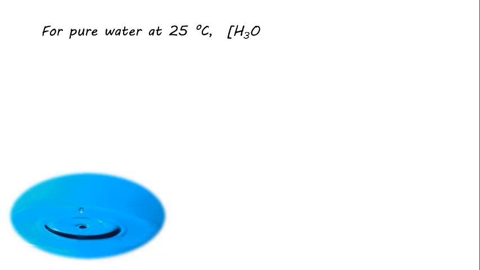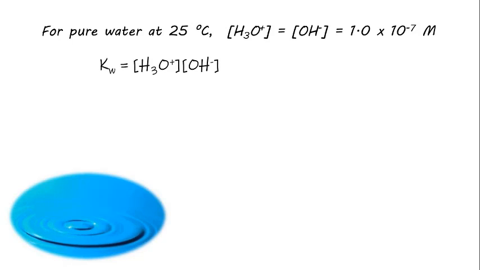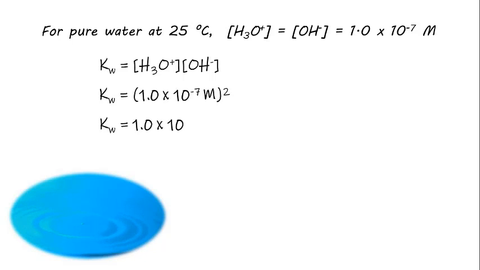For pure water at 25 degrees Celsius, concentration of hydronium ion is equal to concentration of hydroxide ion, which is equal to 1 exponent negative 7 molar. So from this formula, Kw equals concentration of hydronium ion times concentration of hydroxide ion. We substitute the value into the formula, and finally we get Kw equals 1 exponent negative 14 molar squared.